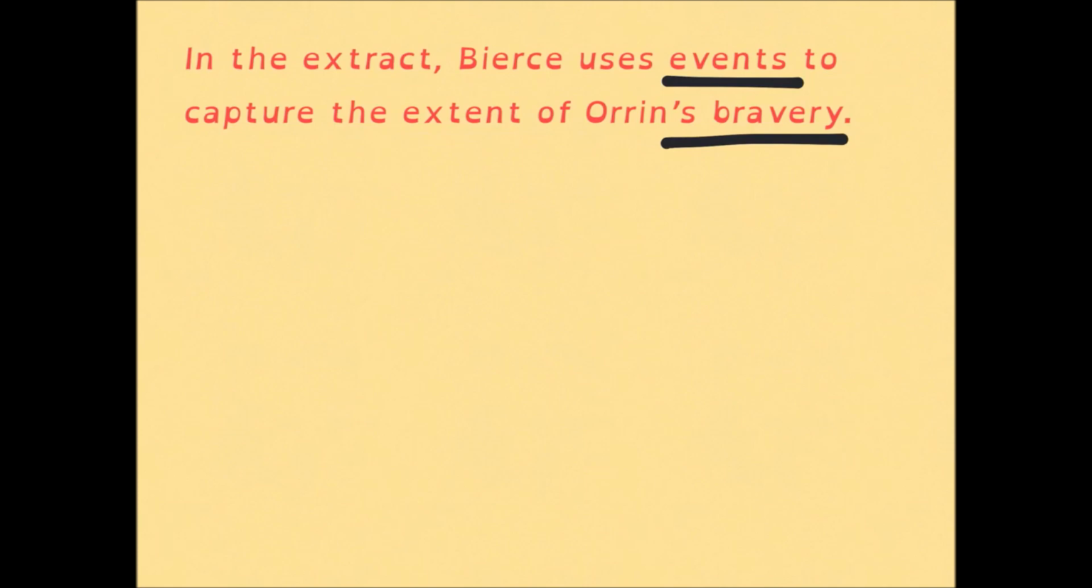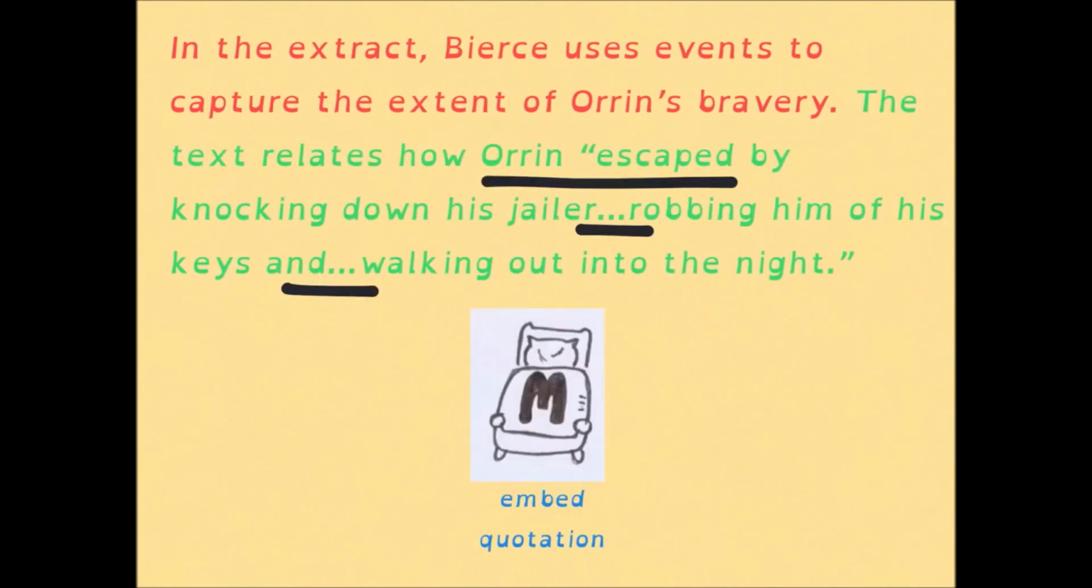Now let's add the quotation, add the evidence. The stuff in green, of course, is our evidence, that quotation from the story. Now there's 2 canny things that I've done here. Firstly, I've embedded the quotation, which means I've kind of introduced it with 5 words of my own. The text relates how Orrin blah blah blah. This kind of creates a pleasant flow to the work that the examiner appreciates.